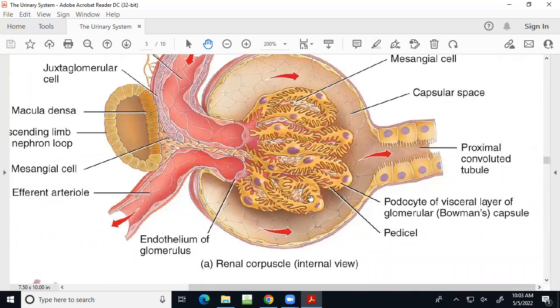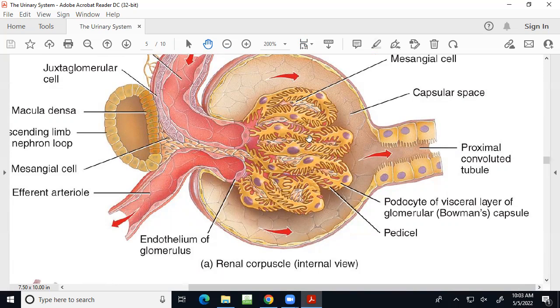The capillary network, known as the glomerulus, is harder to see, but it's inside of this yellow stuff. And that yellow stuff is a bunch of cells. These cells are called podocytes. To me, they always look like little bugs with little legs that wrap around the capillaries. So the capillaries, and you can see if you look hard enough, a little red in between those little legs of those podocytes, are inside.